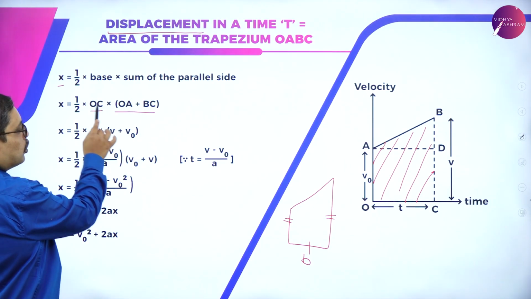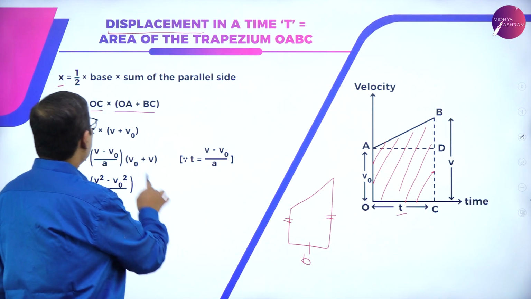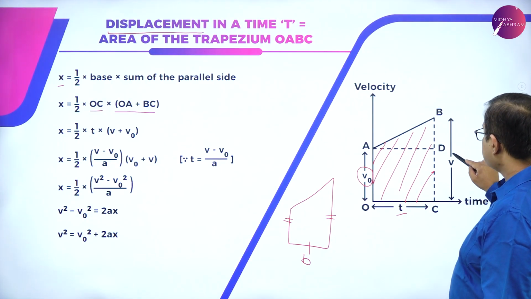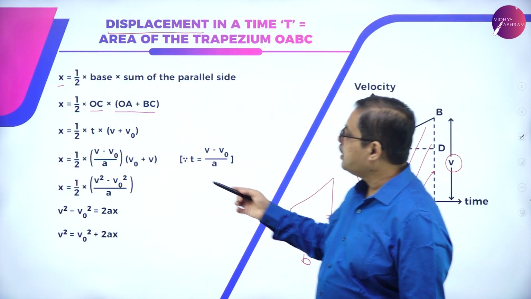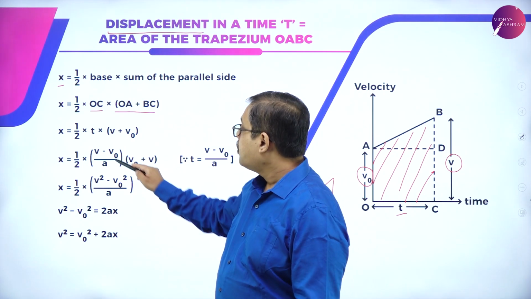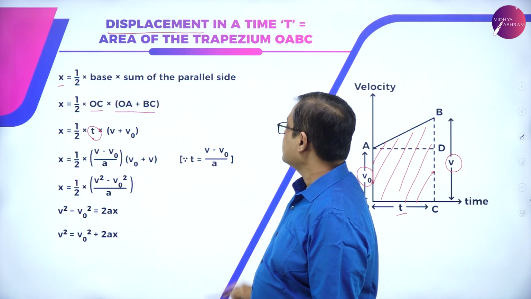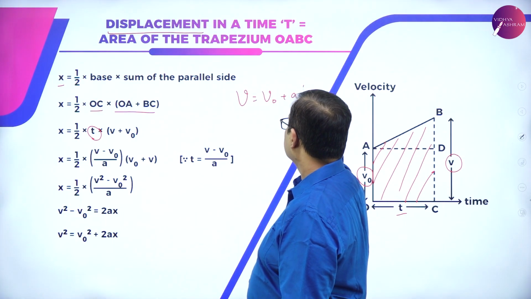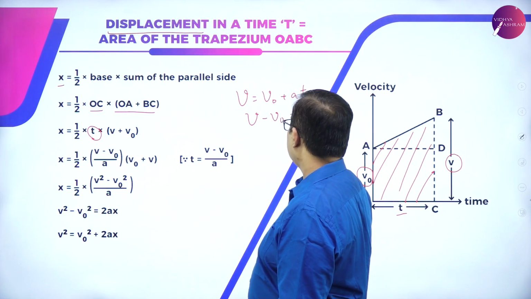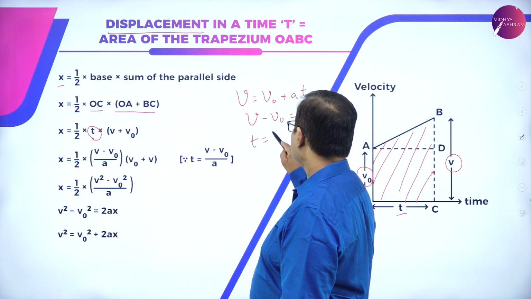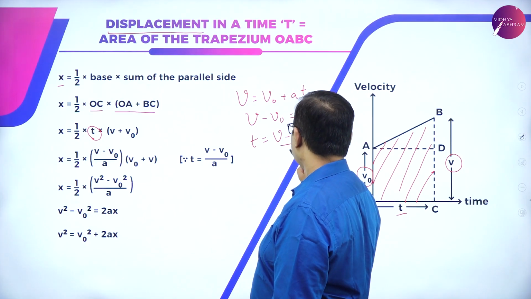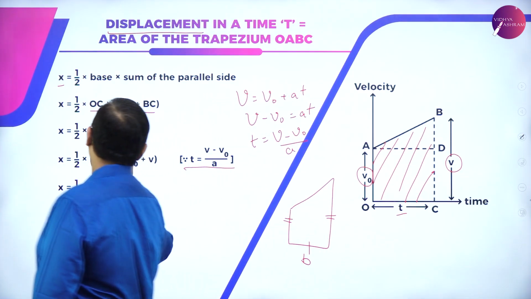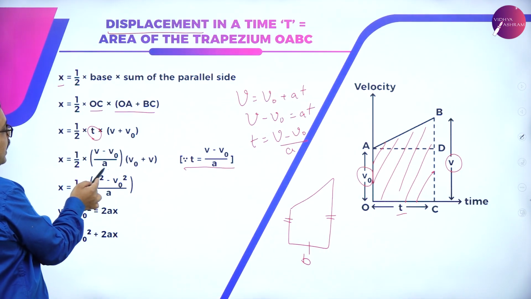How do I get it? OC is given by T, whereas OA is V naught and BC is V. So when I take this sum, it becomes V plus V naught. But what is T? I know from the first equation, V is equal to V naught plus AT, V minus V naught equals AT, or T equals V minus V naught by A. Substituting for T with V minus V naught by A.